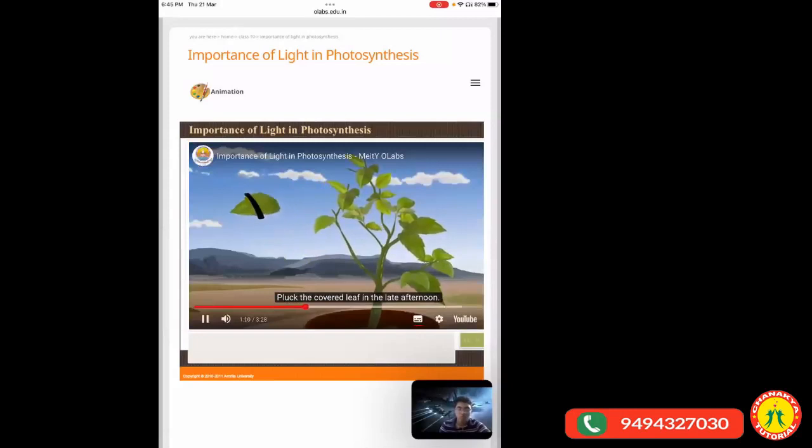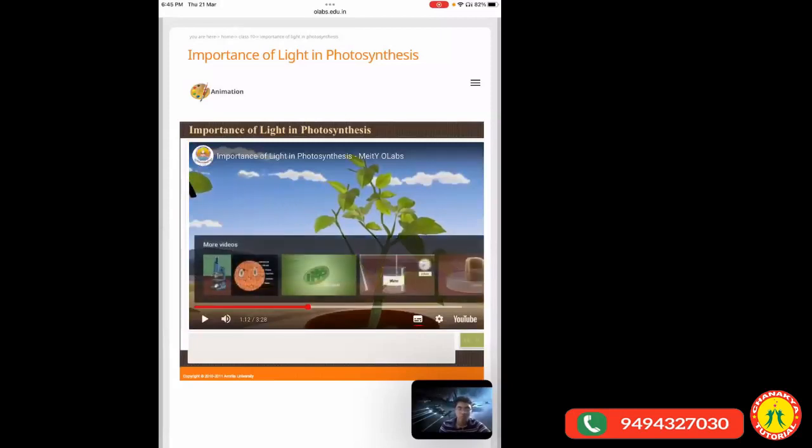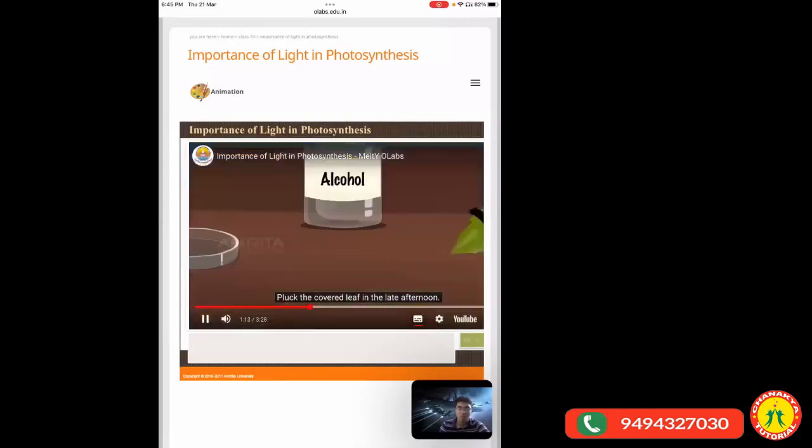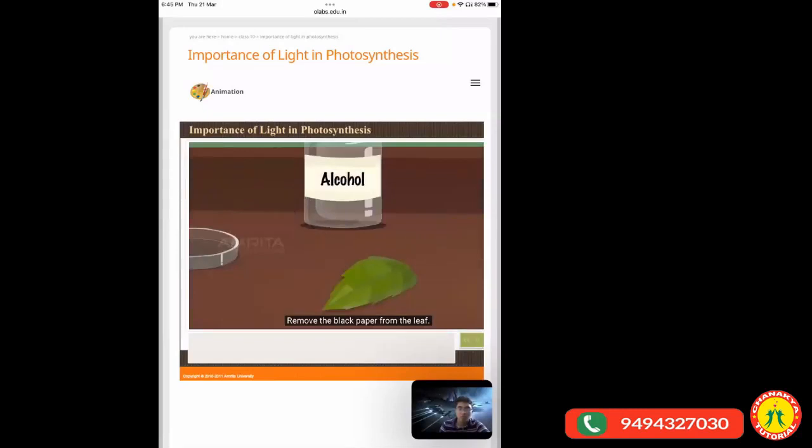Pluck the covered leaf in the late afternoon. So after 24 hours, once the plant got the light, you need to pluck that leaf and carry it to the lab. Remove the black paper from the leaf.